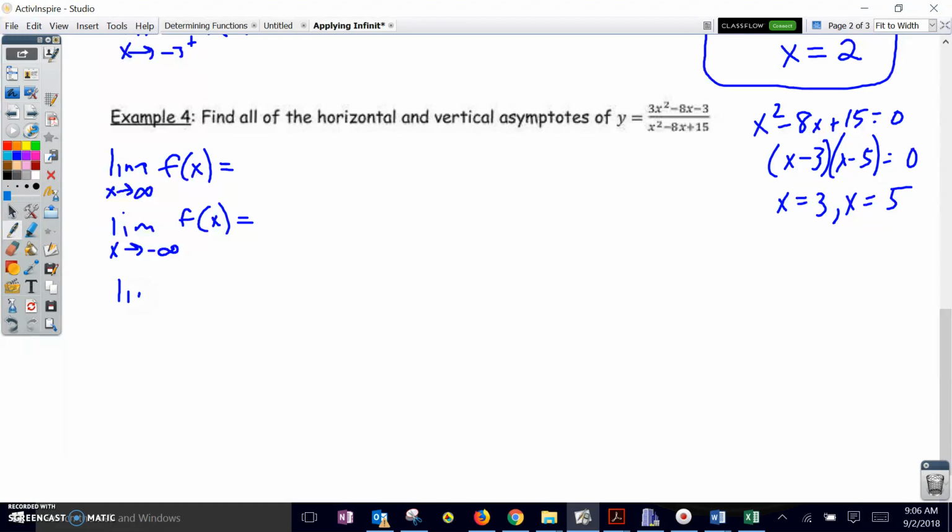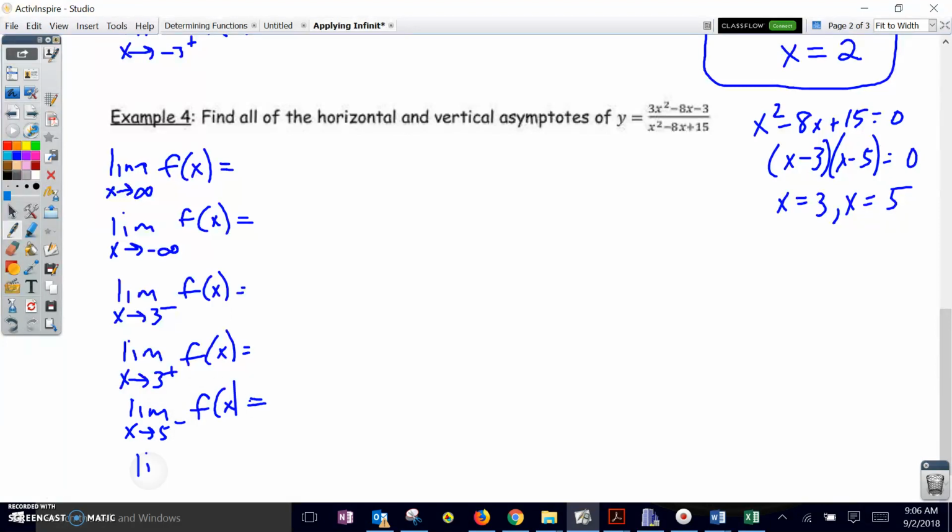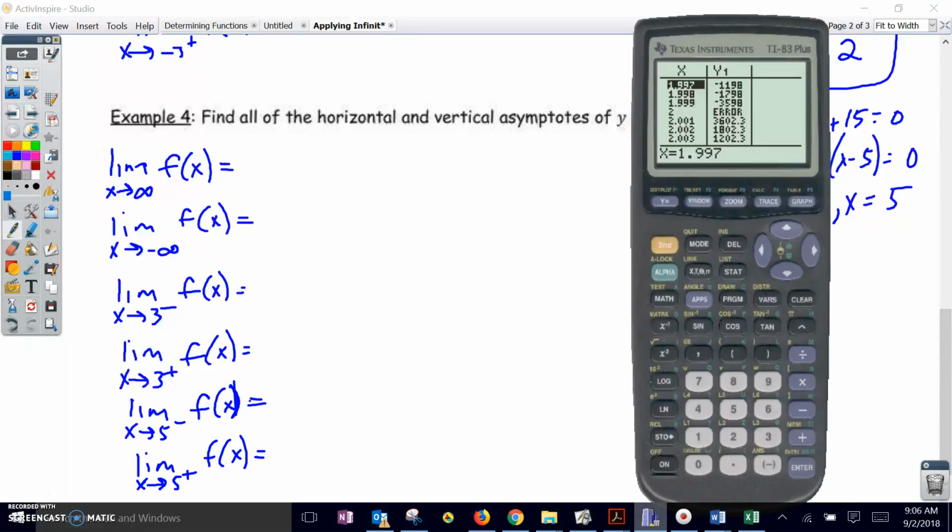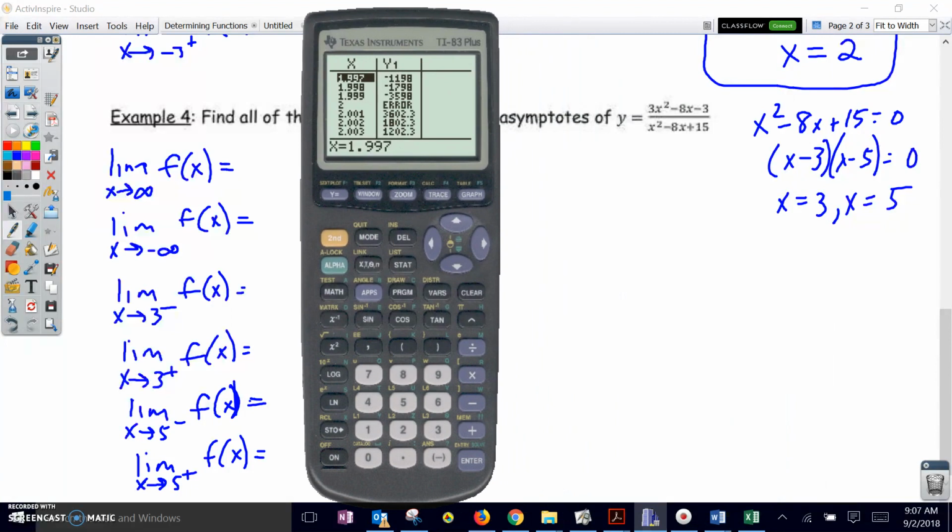We want to find the limit as x approaches 3 from the left, and the limit as x approaches 3 from the right, and the limit as x approaches 5 from the left, and the limit as x approaches 5 from the right. And this is really all you need to show on these, is the actual finding of the limits and what their values are. There's nothing else that I'm going to expect to see from you in a problem like this other than statements of what these limits are.